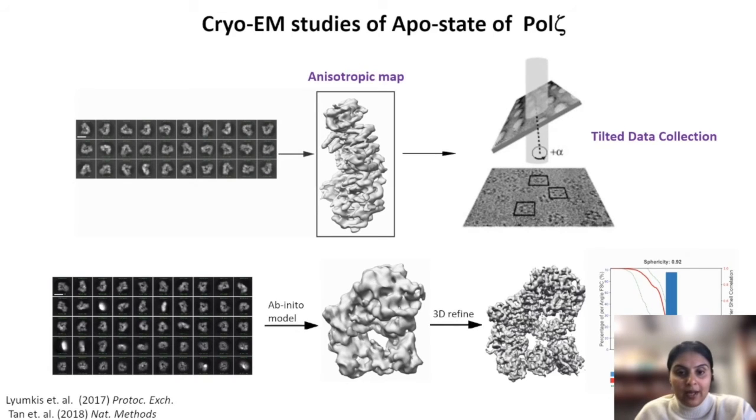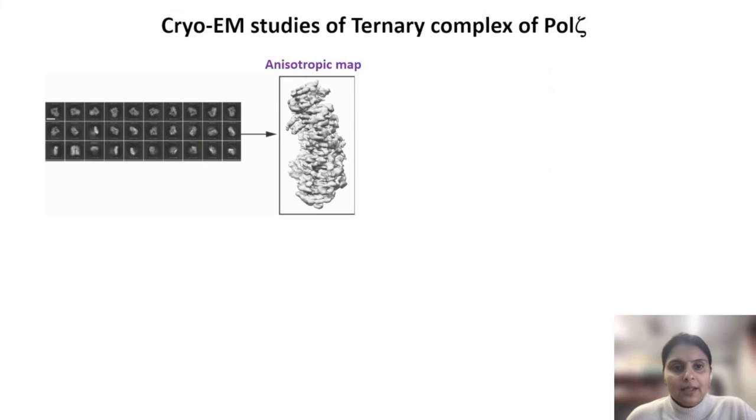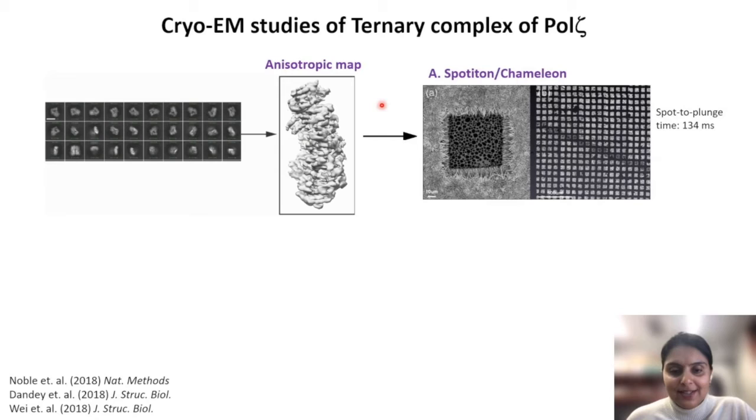However, our resolution suffered for the apo form of Pol zeta, and we were only able to achieve around 4.1 angstrom resolution. At the same time, we were looking at various sample preparation methods for the ternary complex of Pol zeta, which had the same problem of preferred orientation and was giving us these anisotropic maps. So the method that worked beautifully for us at that time was the chameleon system, which utilizes a unique technology where it basically sprays the sample on the grids. It utilizes these special nanowire grids where these nanowires basically act as blotting paper, which would quickly wick away the sample, creating an optimally thin ice for your sample.